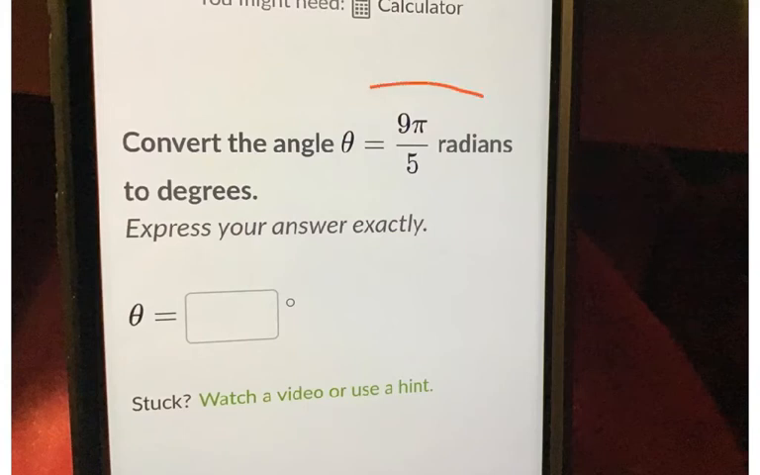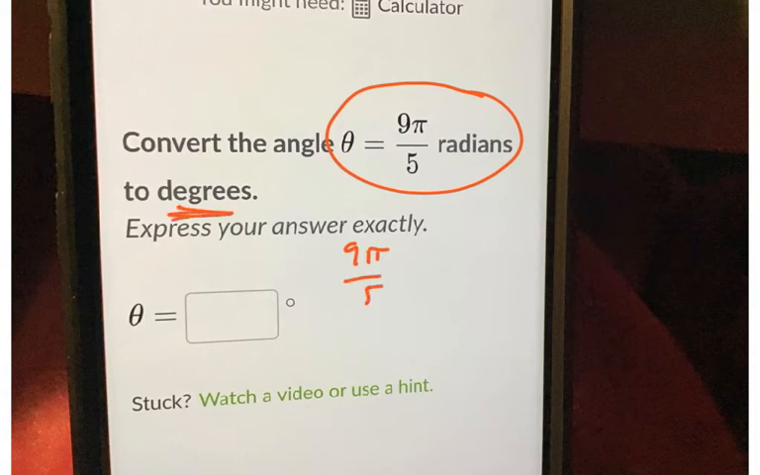Next one, they gave me radians. 9 pi over 5 radians. We want to convert it to degrees. Now remember, there's 180 degrees in pi radians. Now how do I know I did this right? See how I have pi over pi canceling out, and the only thing left is degrees.